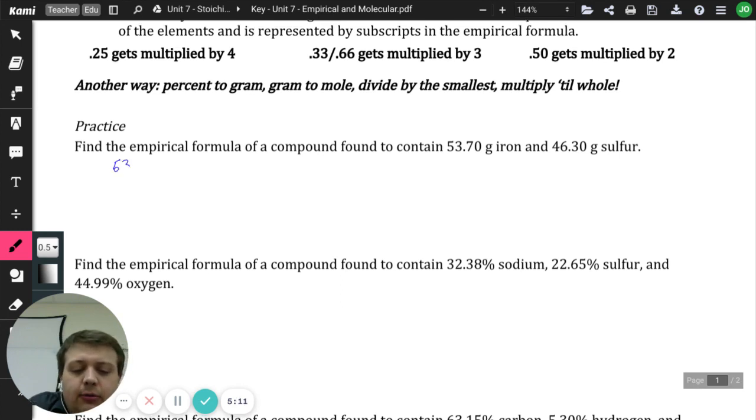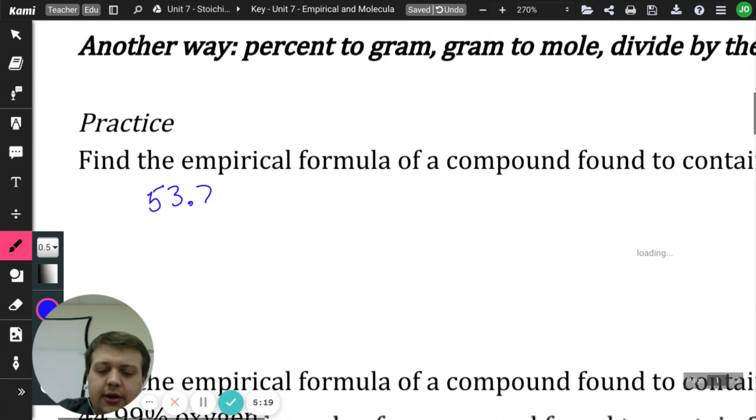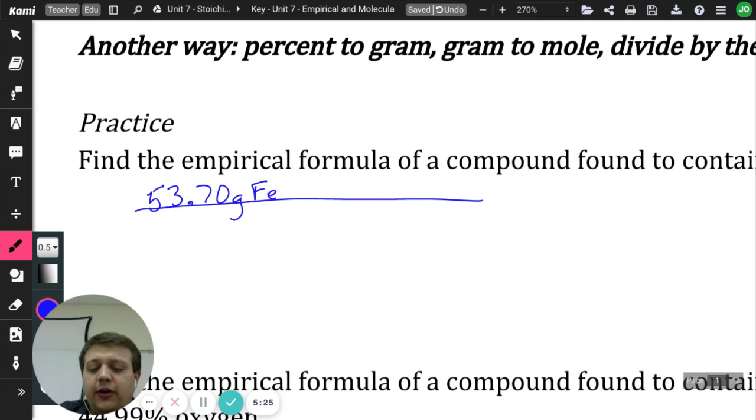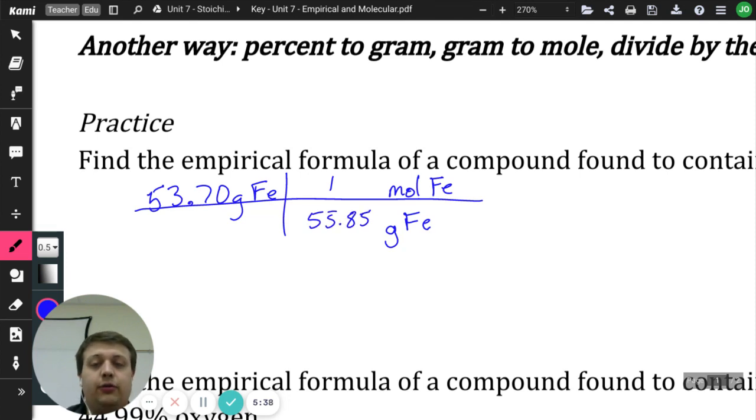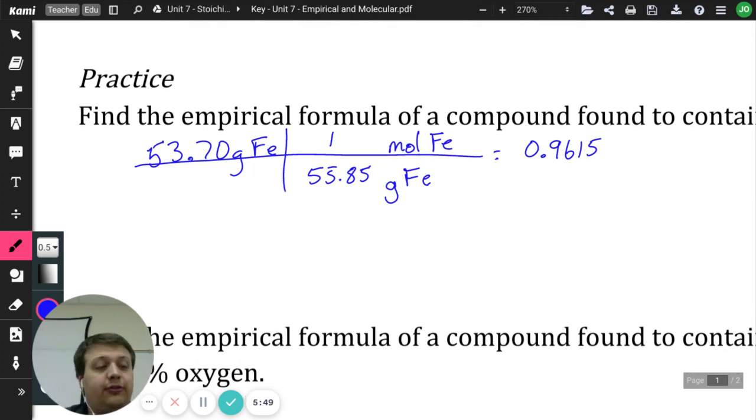So I have 53.70 grams of iron. And we're going to convert that into moles. So grams of iron into moles of iron. We're going to do that using our molar mass. So 1 mole of iron is 55.85 grams. All right, plug that into our calculator. We're going to get 0.9615 moles.